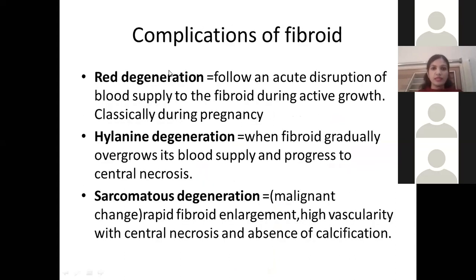One of the complications of the fibroid, as I've already discussed with you, is red degeneration. In red degeneration, when the complication of fibroid occurs, the patient presents with acute abdomen, with severe lower abdominal pain, right? If the patient is having fibroid and the patient is having severe pain, you just keep this in mind that the patient can have one of the complications of fibroid.